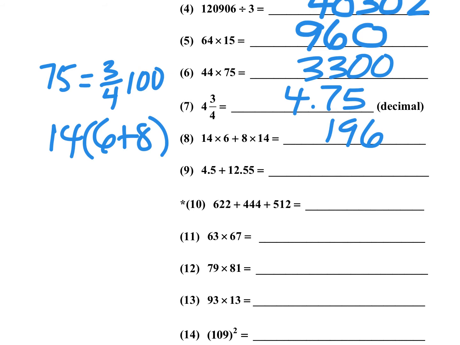For number 9, 4.5 plus 12.55. I would think of 4.5 as 4.50. 50 plus 55 is 105, so I carry a 1. 4 plus 1 is 5. 5 plus 12 is 17. So the answer is 17.05.